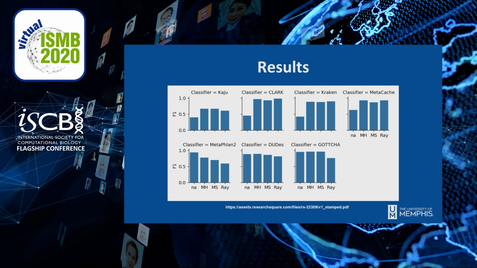We also observed that DUDes and GOTTCHA did not benefit from assembled reads. The figure also shows that the F1 score of DUDes and GOTTCHA remained unchanged or decreased slightly with assembled reads. We also observed that F1 score was the highest when reads are assembled by MEGAHIT and metaSPAdes. And at the link below the figures, you can find our preprint of the paper.